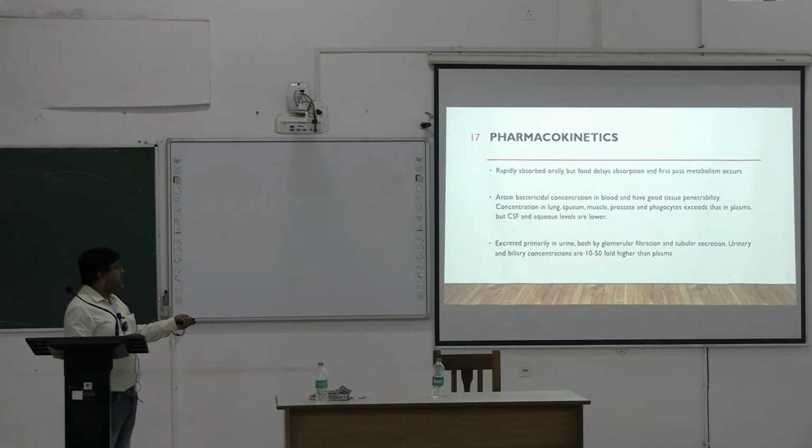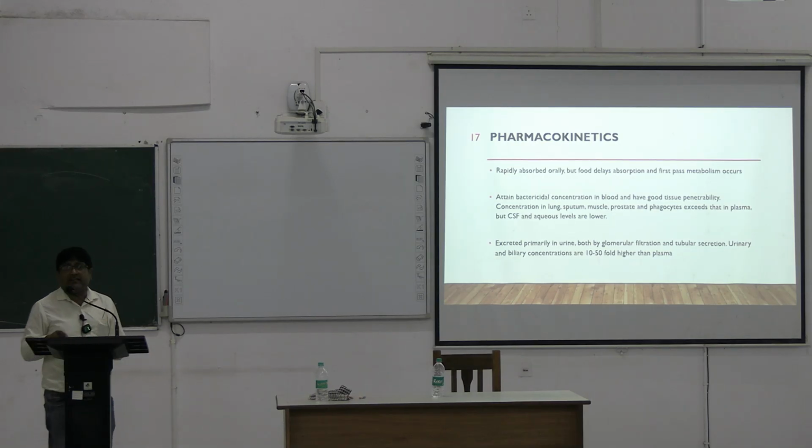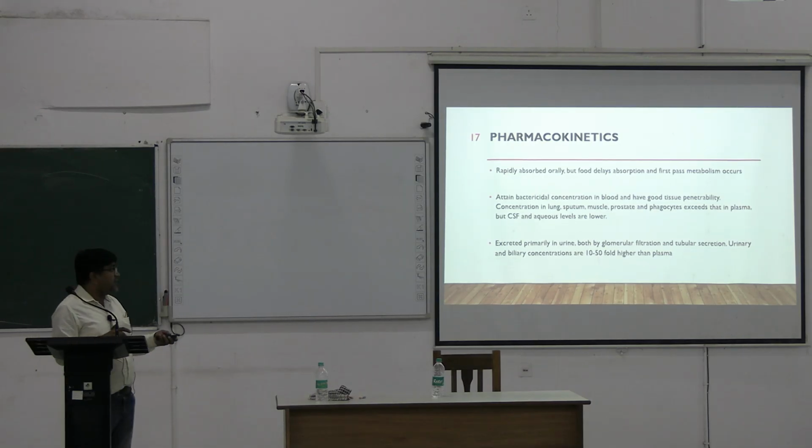Excreted primarily in urine, both by glomerular filtration and tubular secretion. Urinary and biliary concentration are 10 to 15 times higher than in plasma.